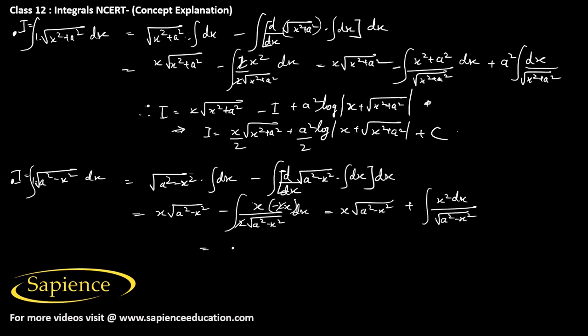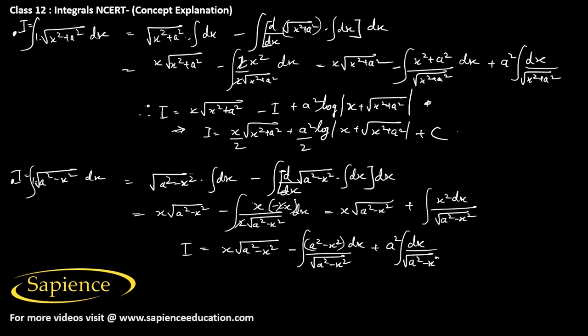So this we can write, I will be equal to x into square root of a square minus x square. Then minus, we can write a square minus x square into dx by square root of a square minus x square. And here, since minus a square is not there, we need to add that also, a square into dx by square root of a square minus x square. So this integral is also I.